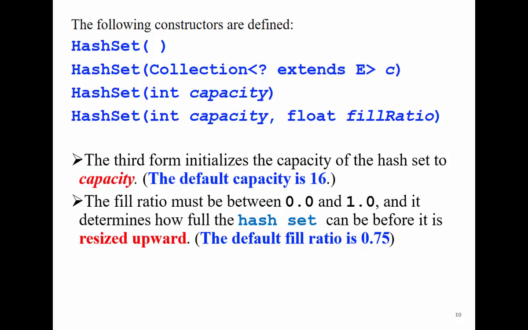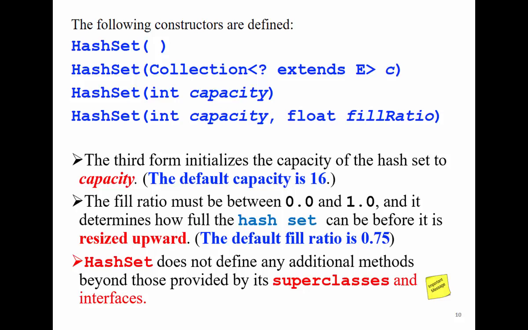What do you mean by that? Before the compiler extends your HashSet, the HashSet should be at least 75% full. Okay? Because the HashSet grows or shrinks automatically. So if the HashSet is more than 75% full, it will be extended for you. And you can specify this ratio in the constructor.